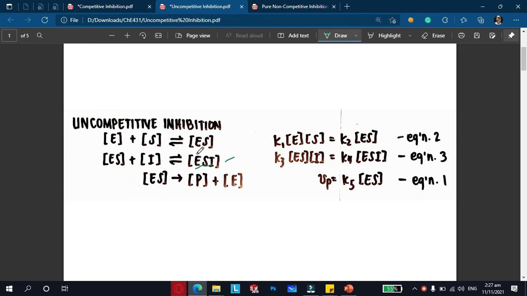So we have the concentration of the ESI complex. And just the same, we have two reversible processes and one irreversible. Then we'll have the same naming of the rate constant ratio, and we'll have our equation 1 still assigned to our product velocity. And just like the other one, we're going to express all enzyme-related concentrations in terms of ES, because it's also obviously common in these two reversible steps.